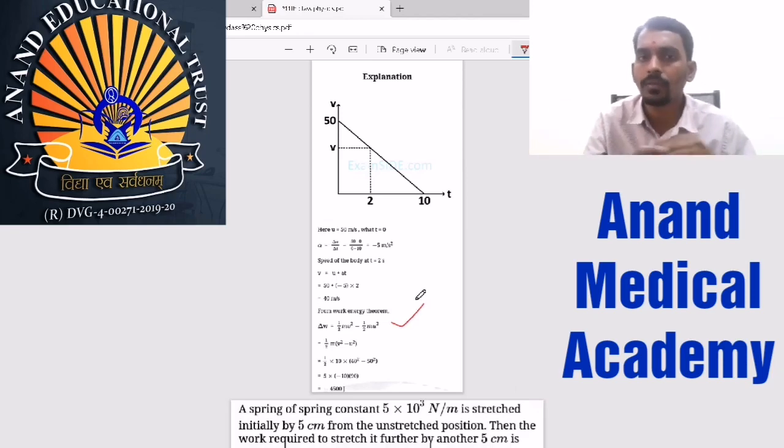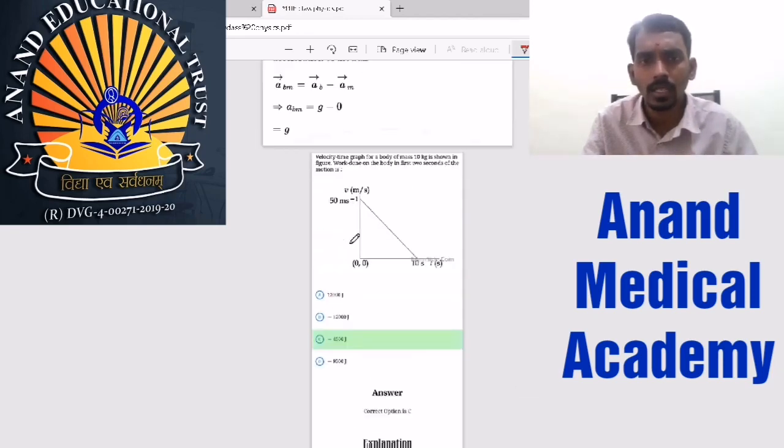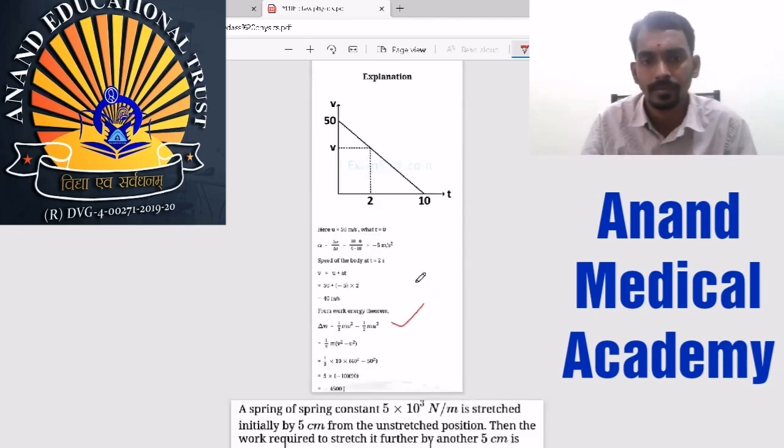But from the graph, you have to find what is the initial velocity, what is the final velocity, what is the acceleration. Because here, if you see, the graph given is a VT graph. Straight line means acceleration is constant. Why? Because the slope of a VT graph is what? Acceleration. Slope is constant, so acceleration is constant.